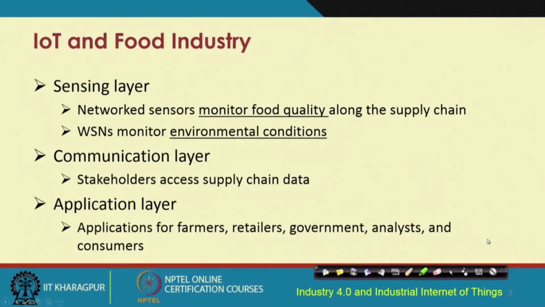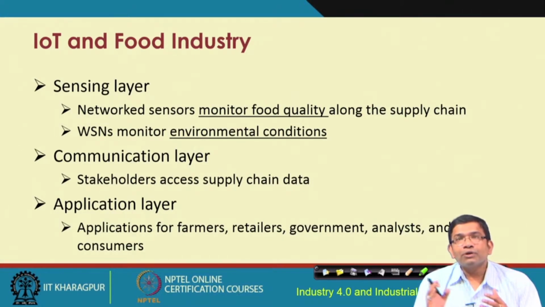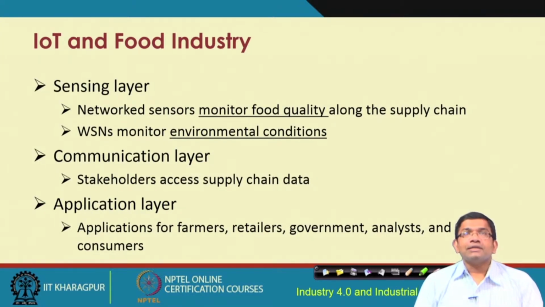Let us now look further ahead and see what we have in terms of IoT implementation in the food industry. These sensors and actuators I have already mentioned, but they will have to be networked. We need networked sensors for food quality monitoring along the supply chain, and for monitoring the environmental conditions. For food grains going through different warehouses, whether the temperature of the warehouses has been properly maintained, and the temperature of the trucks carrying those grains, etcetera, will also have to be monitored. So, sensors are very crucial in this entire food supply chain.